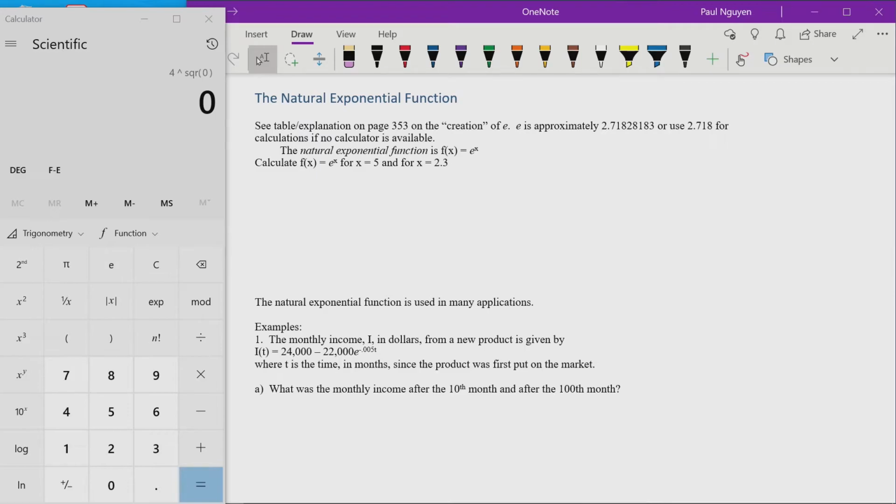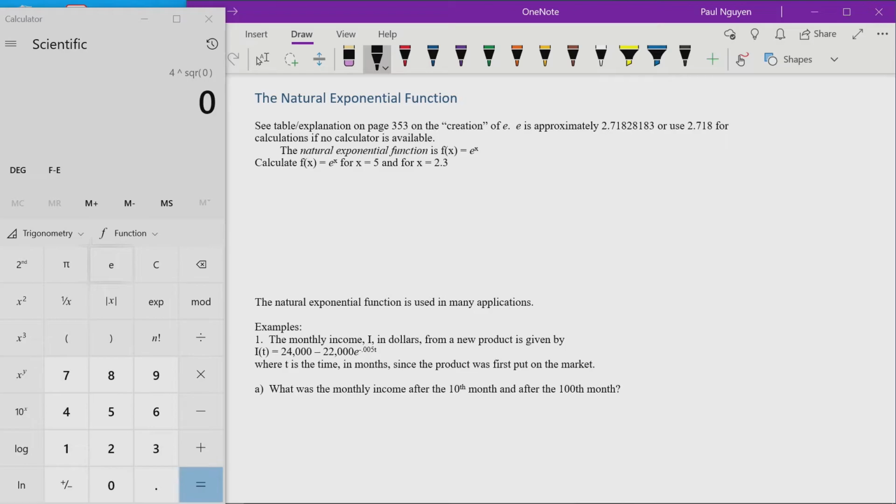The natural exponential function. e is a constant, which is approximately 2.718288183. Your calculator should have a button for it. The natural exponential function is e to the x. It comes up often enough that your calculator may have a button that is e to the x.